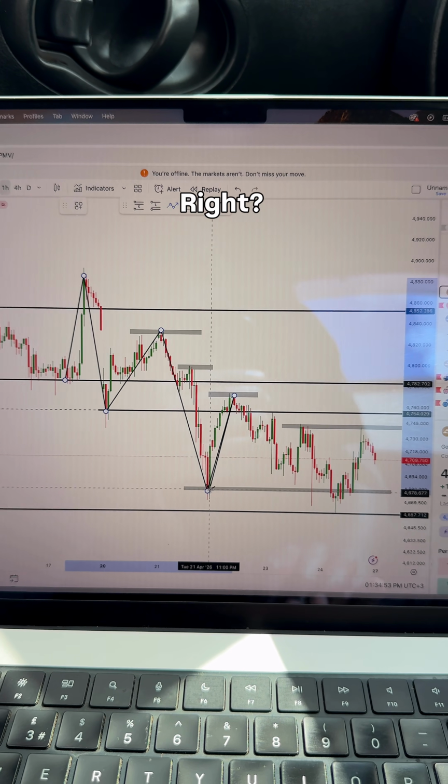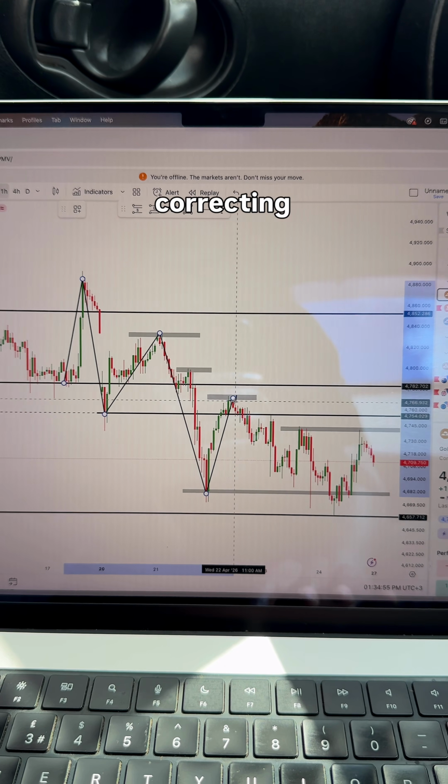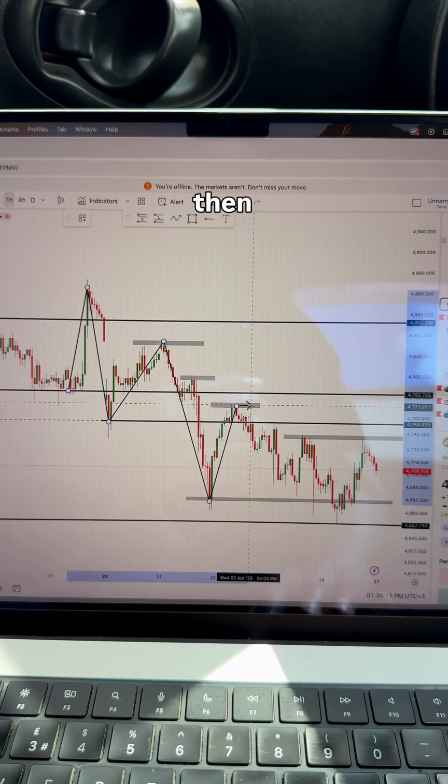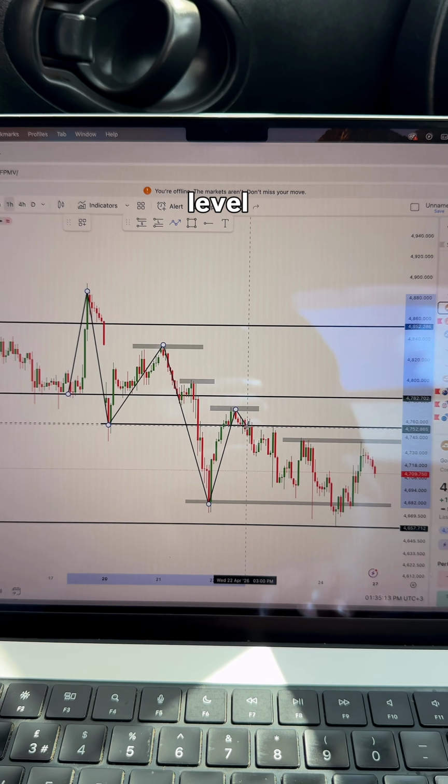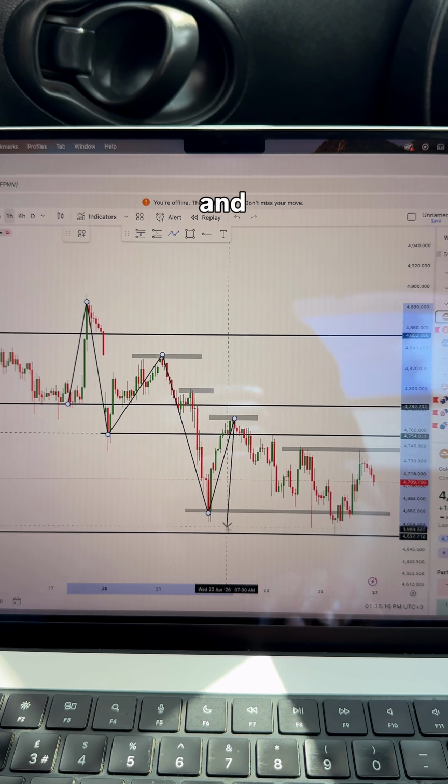a new indication, right? Price ended up correcting, gave me another lower high, and then when price came back below the initial breakout level, I added even more positions, and this was my target.